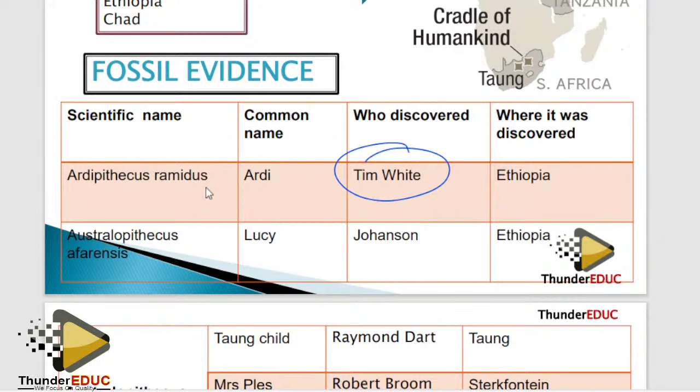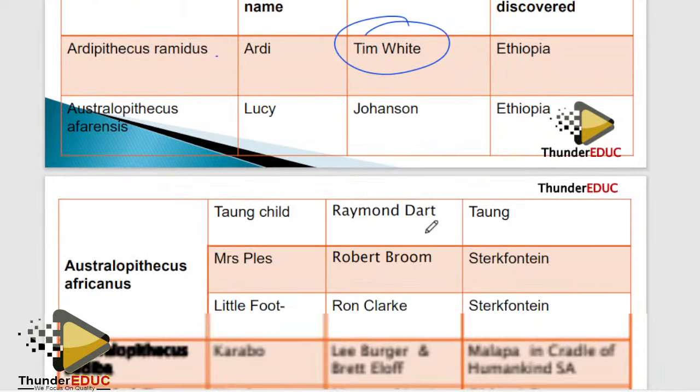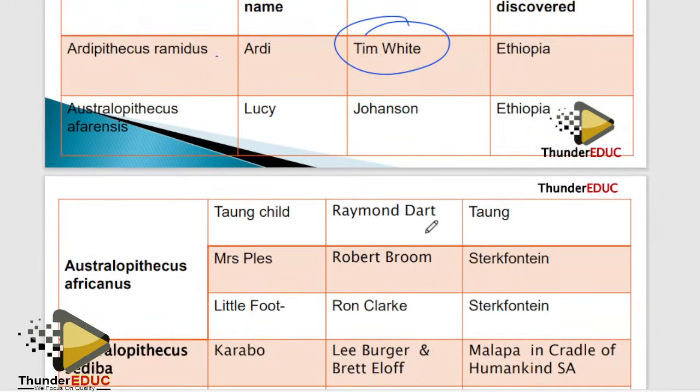So basically, Adipithecus is Tim White in Ethiopia, and then Lucy. Who discovered Lucy? Lucy is Johanson, in Ethiopia. You understand? Johanson, Ethiopia. Actually, the first 1, 2, where were they discovered? In the country which was not colonized. You think about that country and it is Ethiopia. Yes.